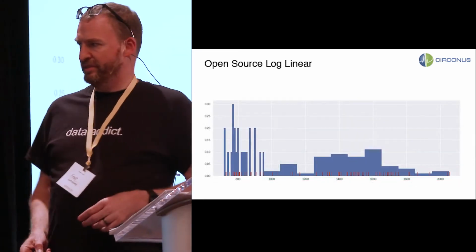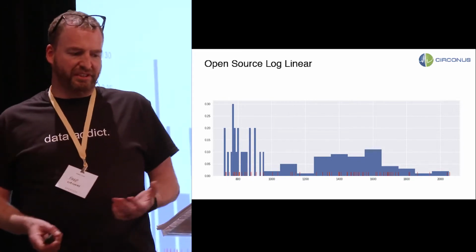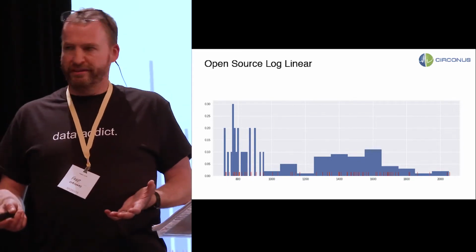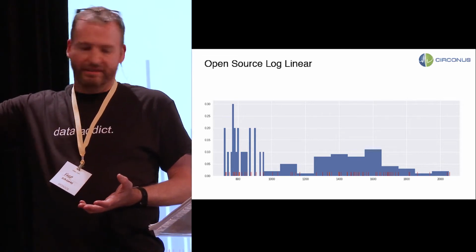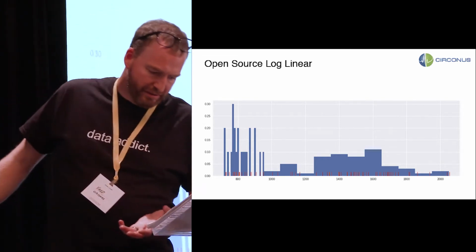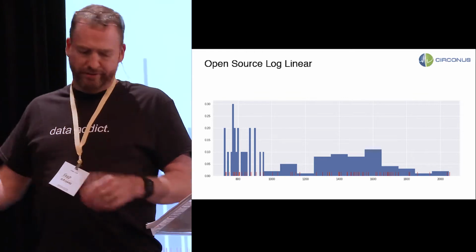This is a different representation, just a different visualization of the same log linear histogram. The bucket transition is a little bit clearer here. It occurs, looks like around 1,000, where we increase the bucket size.